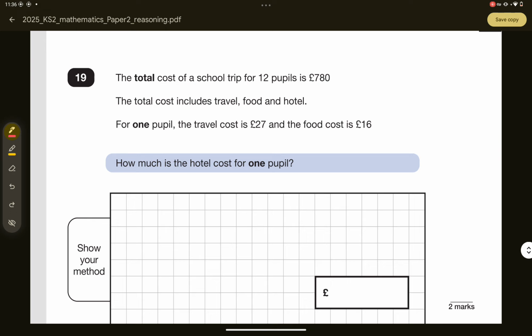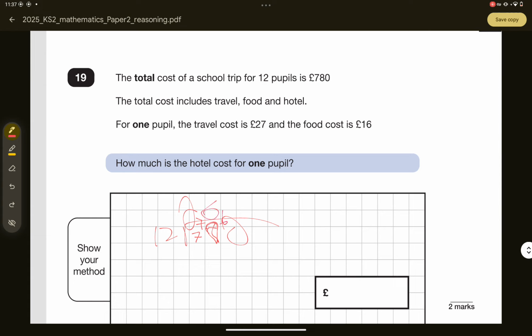Question 19. The total cost of a school trip for 12 pupils is £780. The cost includes travel, food, and hotel. For one pupil, the travel cost is 27 and the food cost is 16. How much is the hotel cost for one pupil? So 780 divided by 12 equals, so 12 divided by 7 equals 0. So carry the 7 to the 8, and then 12 divided by 78 equals 6, remainder 6.